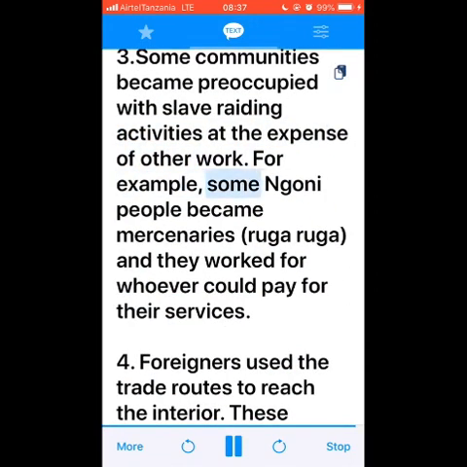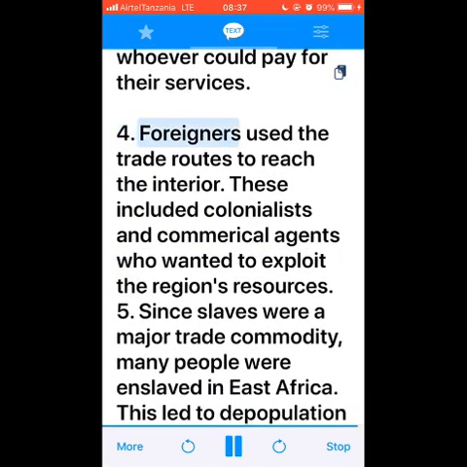For example, some Ngoni people became mercenaries, ruga ruga, and they worked for whoever could pay for their services. 4. Foreigners used the trade routes to reach the interior. These included colonialists and commercial agents who wanted to exploit the region's resources.